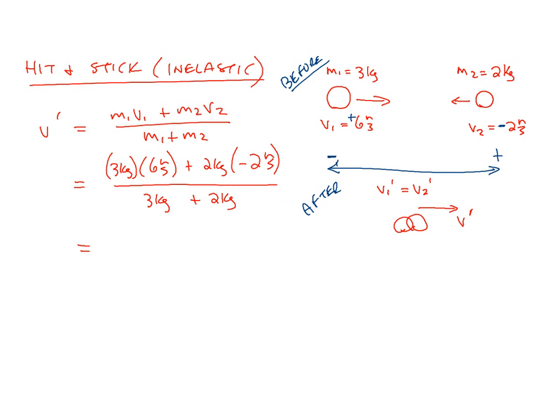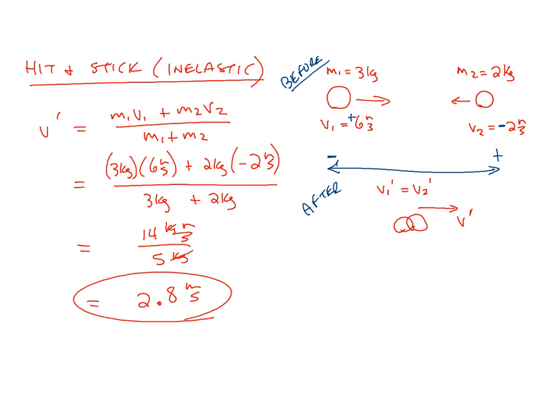Up top, I've got 18 minus 4 would be 14 kilogram meter per second. On the bottom, I have 5. 5 would go into 14 2 times, a remainder of 4, so that's a 0.8. And this was kilograms down here, so the kilograms cancel. I end up with meters per second, like that. If these 2 balls of clay hit and stick together, then after the collision, they will be moving at 2.8 meters per second, like that. Is that to the right or to the left? It'd have to be to the right. The answer came up positive. That was a positive 2.8, and positive is to the right.